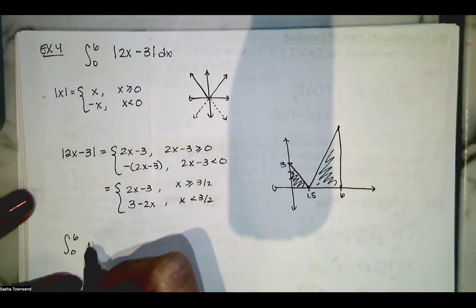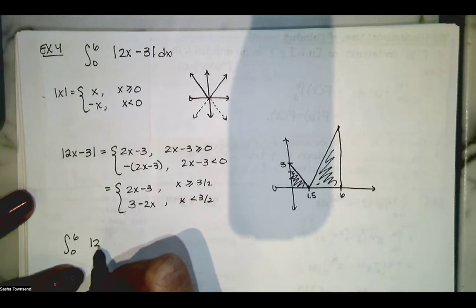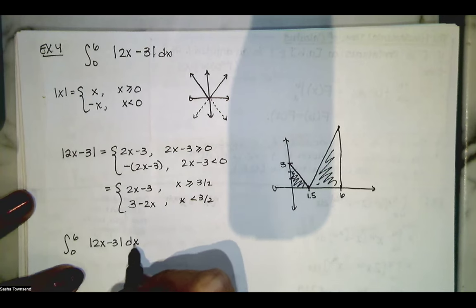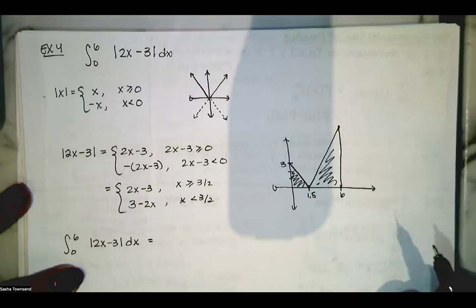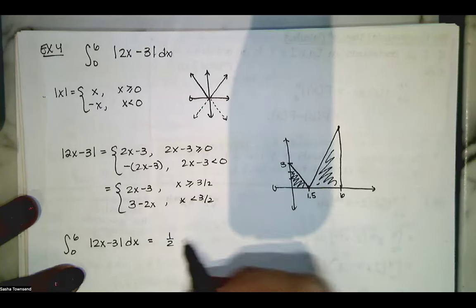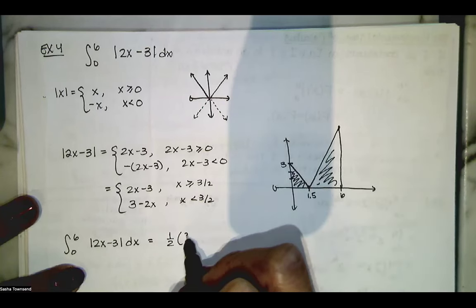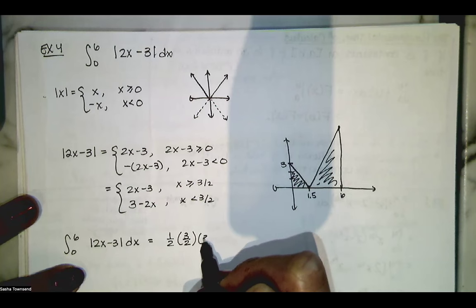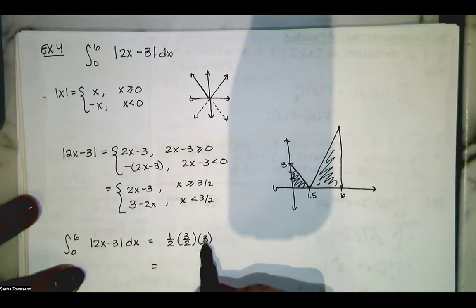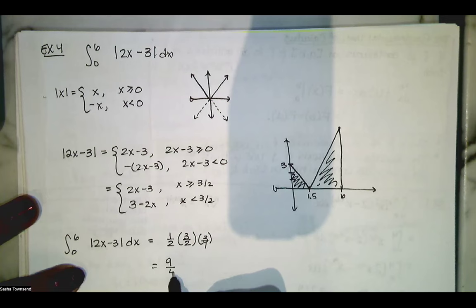We've got the integral from 0 to 6 of the absolute value of 2x minus 3 is the area of this first triangle, which is 1/2, the length of the base, which is 3/2, times the height, which is 3. And if we multiply straight across, we get 9 divided by 4, or 2.25.